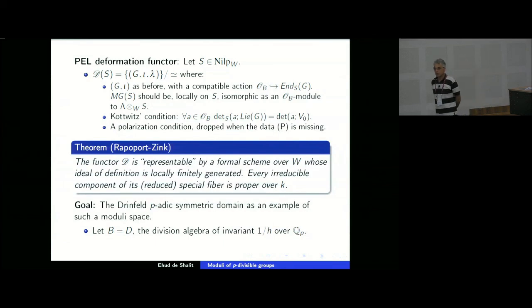Our goal now is to look at the Drinfeld p-adic symmetric domain, the symmetric domain that we obtained as the image of the Hodge-Tate period map, as a moduli space for such a deformation problem. So this is in fact due to Drinfeld, which was long before Rapoport and Zink, 20 years before Rapoport and Zink. And the situation is this: we take for B our familiar division algebra D of invariant 1/h over Q_p.